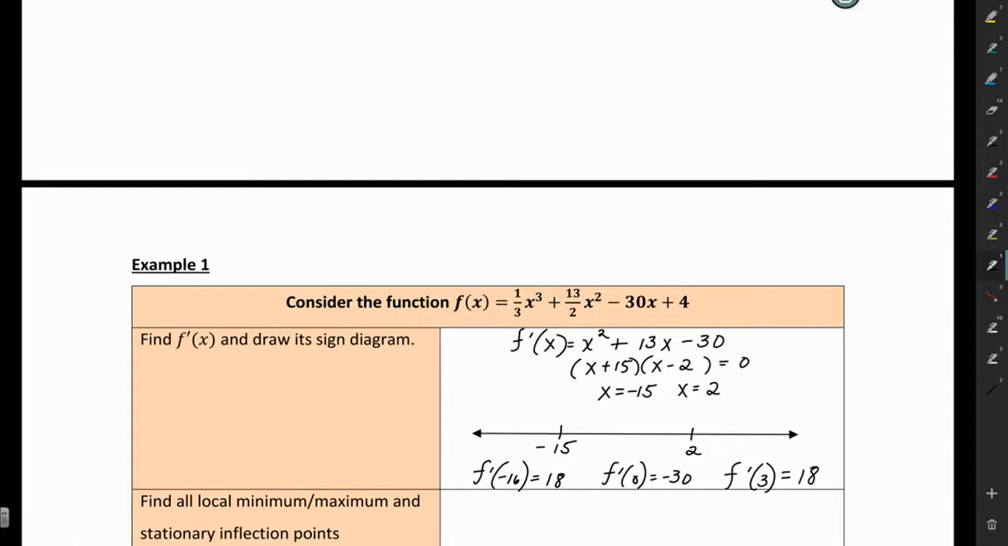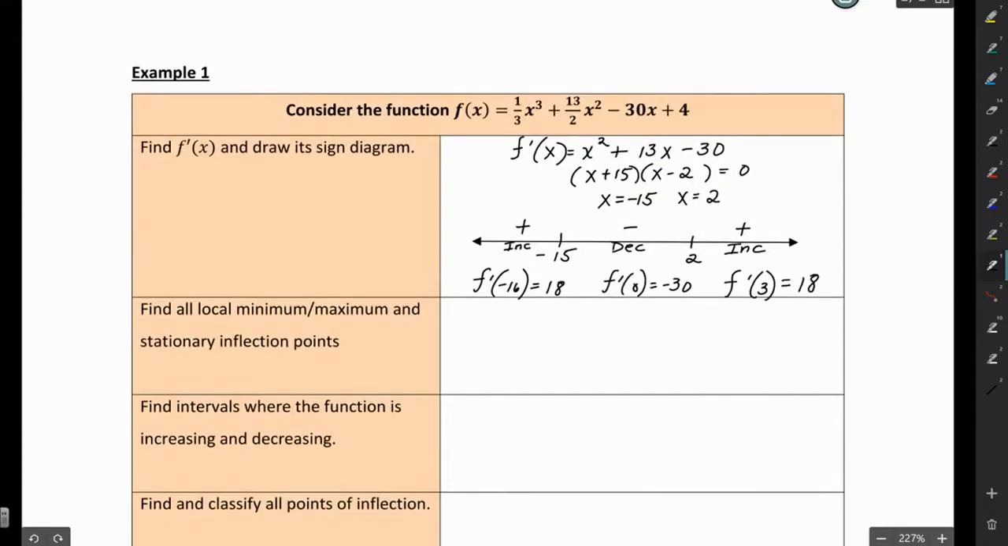Right, so we get positive 18, negative 30, and positive 18. So we have positive, negative, positive, which we know means increasing, decreasing, and increasing. Where it says find all local minimum, maximum, and stationary points of inflection. So the function is increasing, decreasing, and increasing. So we have our general shape.